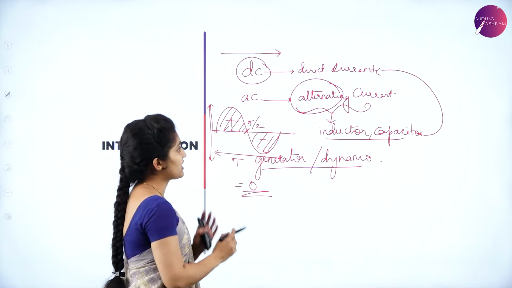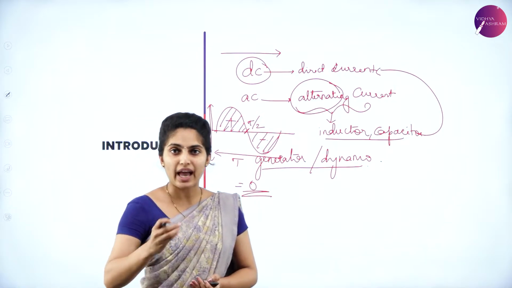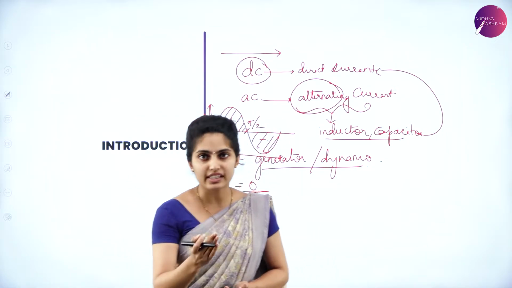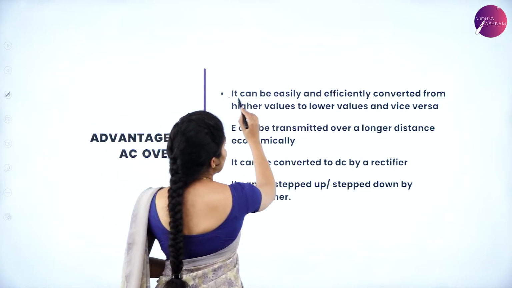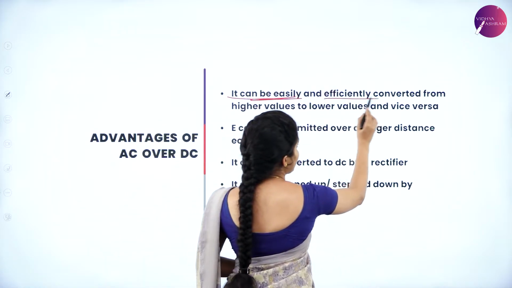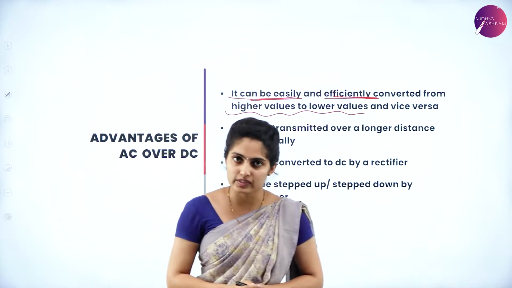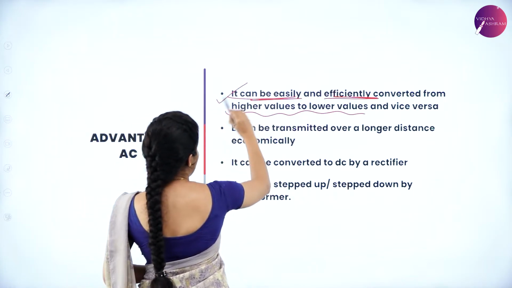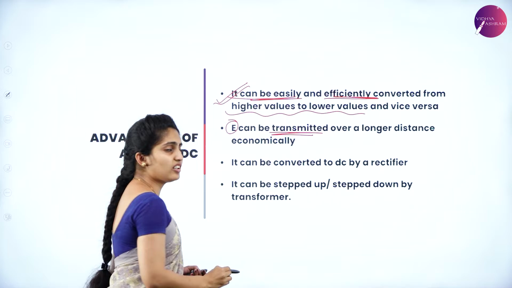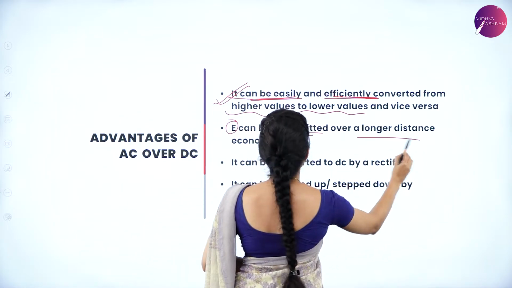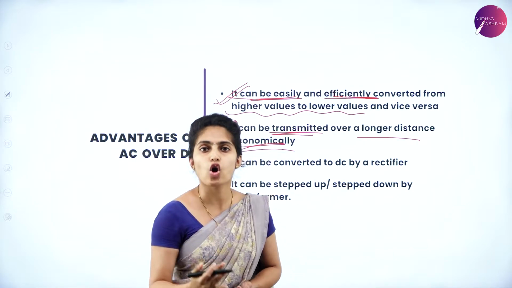So this is how exactly the alternating current is described. In case of alternating current, we have advantages over DC. That means AC's advantage over DC is that it can be easily and efficiently converted from higher values to lower values and vice versa. That is one of the advantages of AC. And energy can be transmitted over a longer distance, and economically it can be transferred to the longer distance.